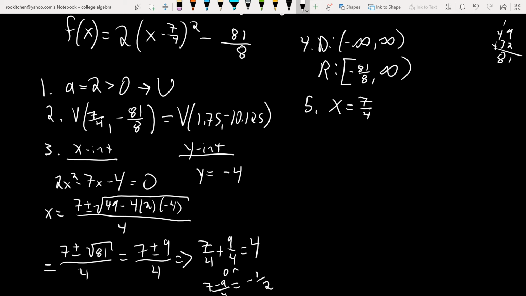And finally, we can go ahead and graph the thing. So the x-intercepts, and the y-intercept down at 1, 2, 3, 4. And then the vertex is at negative 10 something. 4, 5, 6, 7, 8, 9, 10 point something. And then 1.75 is in here. And then the axis of symmetry is at 7/4, so 1.75 as well. And then you can draw it in.